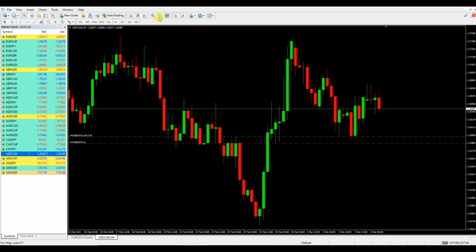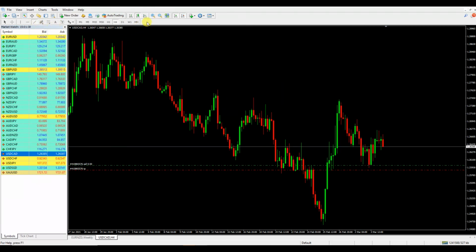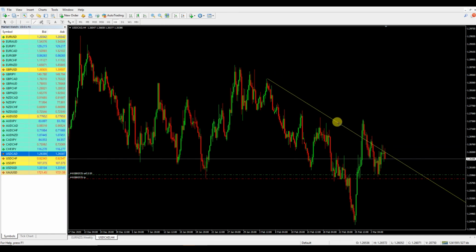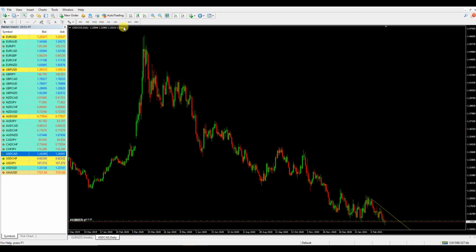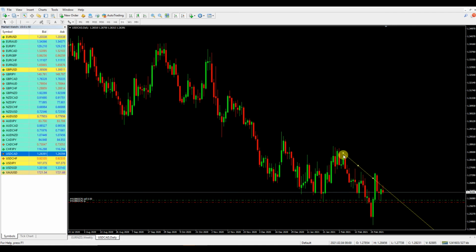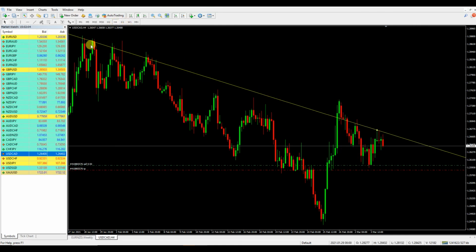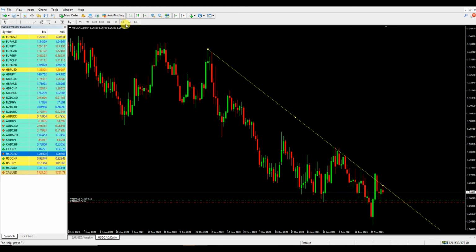So USD CAD. So what we do is, again, we make a couple of touch points here. Okay. So we have a couple of touch points here. These minor ones are false breakouts, or even this was a false breakout. So on D1, you can clearly see that the market is in a very, very bearish mode.